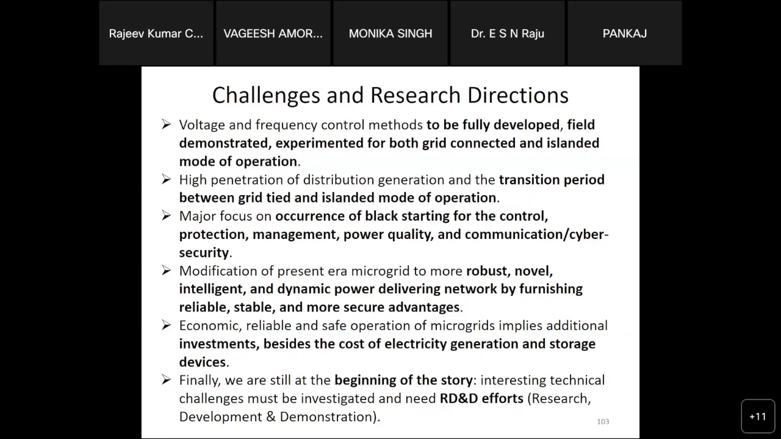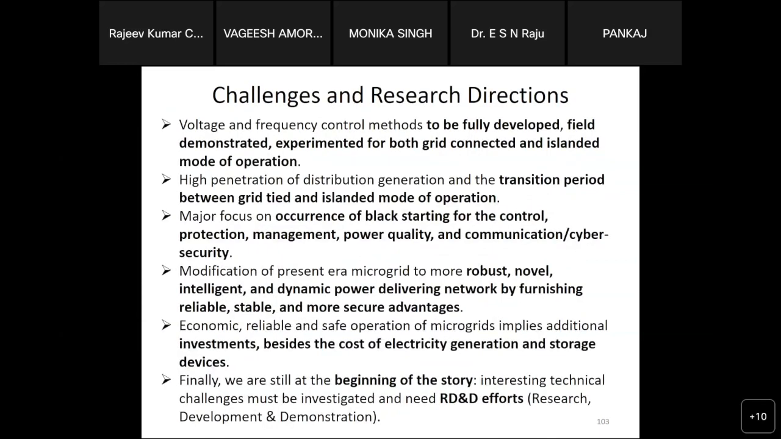So finally, we are still at the beginning of the story. There are many other interesting challenges that must be investigated. And also we need to put a lot of research, development, and demonstration effort to make the microgrid implemented practically in practical scenarios at the distribution network. So these are the different challenges and research directions where we can work.